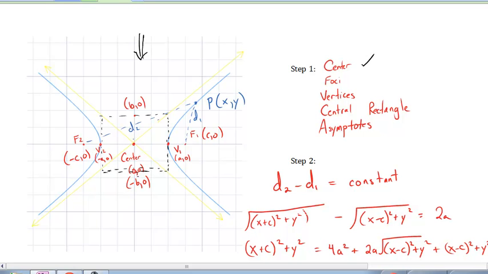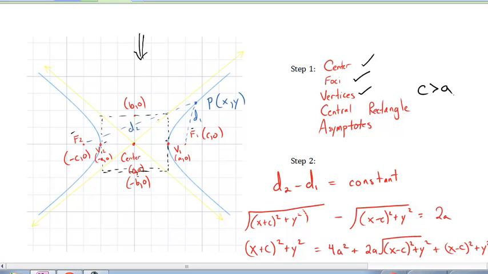We have the center, that's normal at 0, 0. We have the foci here and here, and those are c units away from the center as we defined for the ellipse. We have the vertices, those are here and here. Notice that this time the vertices fall closer to the center than the foci, so in this case we state that c is greater than a, and that changes some of our properties.